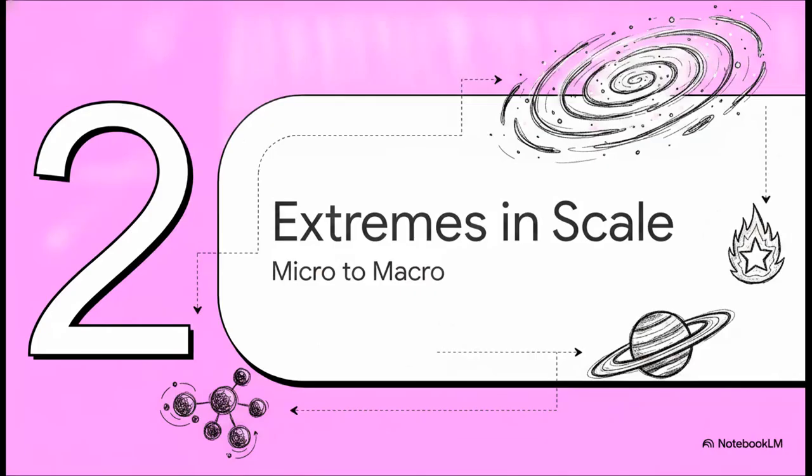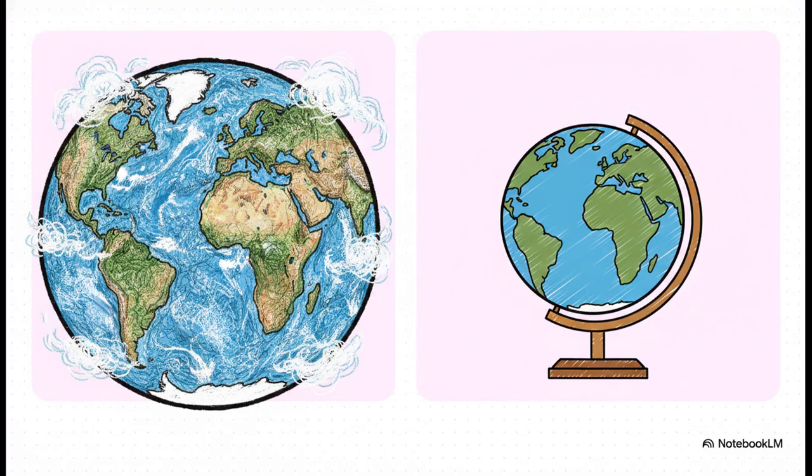Moving on to part 2, tackling extremes in scale. Going from the micro to the macro. Okay, so on one hand, you have the actual real Earth. It is incomprehensibly massive, wildly complex, and far too huge to observe as a whole, well, unless you're an astronaut floating out in deep space. But on the other hand, you have a physical globe. The globe is a simplified model. Sure, it doesn't show you the real size of mountains or every single building, but it perfectly allows us to grasp the Earth's overall shape, the layout of the continents and oceans, and basic geographical directions.